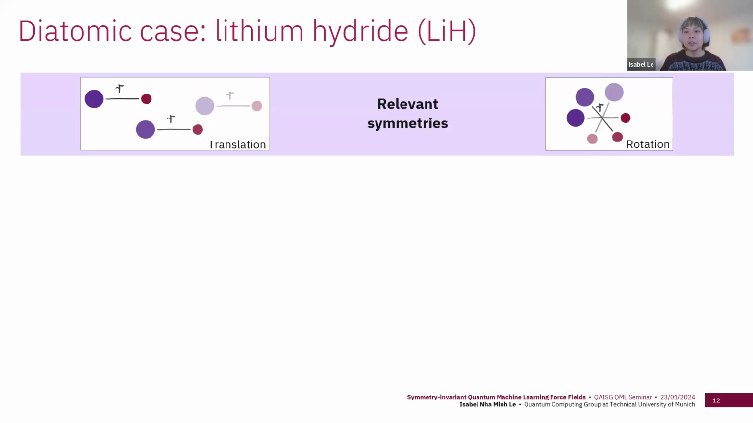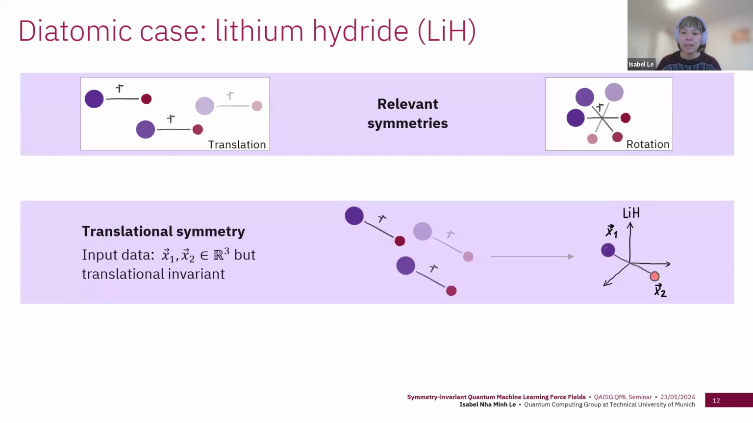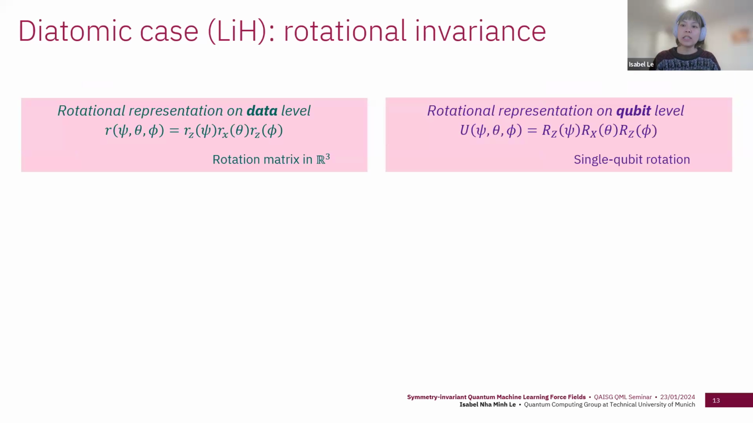Okay. So next, I want to show you our architectures for some exemplary molecules. First, we consider a single diatomic molecule, such as lithium hydride. And in this case, the system is invariant under translation and rotations. So we make use of translational invariant input data by setting the origin to the middle of the molecule, such that we don't really need to care about translations anymore. And hence, we only need to take care of rotational invariance within our quantum model. A general rotation on the data level can be represented by means of 3 rotational matrices. This is something that we already know very well.